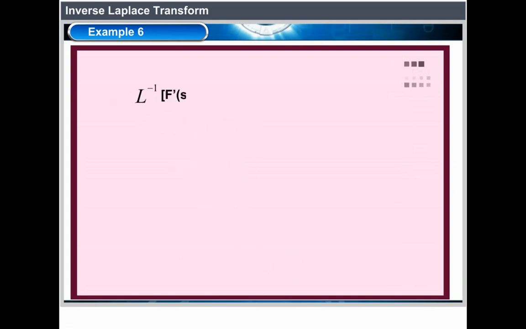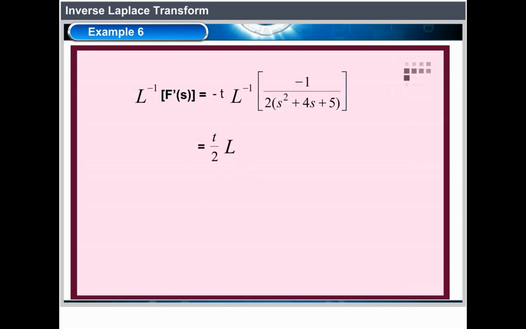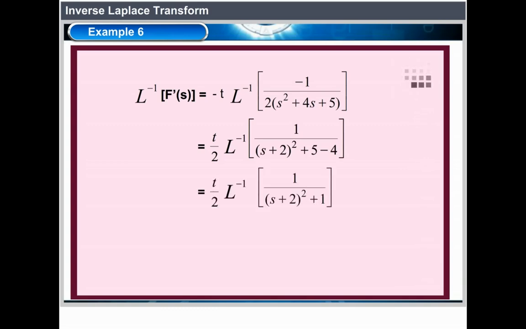L inverse of F dash of s equal to minus t into L inverse of minus 1 by 2 into s square plus 4s plus 5, equal to t by 2 into L inverse of 1 by s plus 2 the whole square plus 5 minus 4, equal to t by 2 into L inverse of 1 by s plus 2 the whole square plus 1, equal to t by 2 into e^(-2t) into L inverse of 1 by s square plus 1, equal to t by 2 into e^(-2t) into sin t.